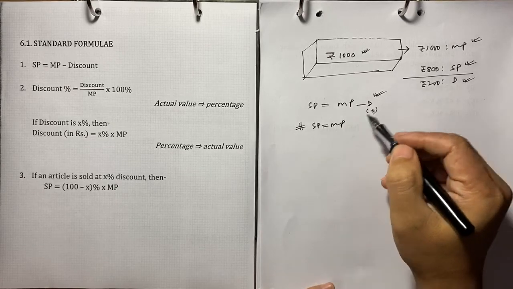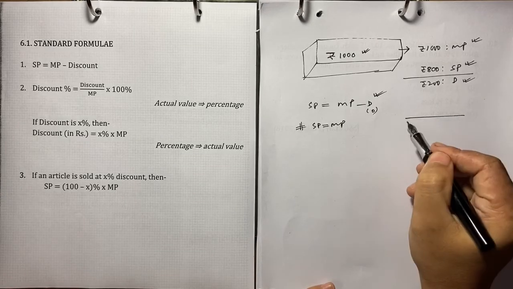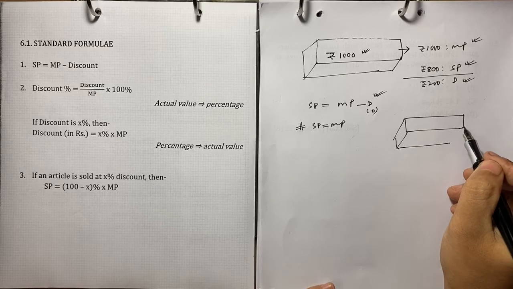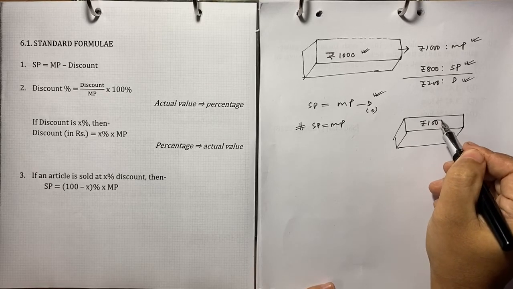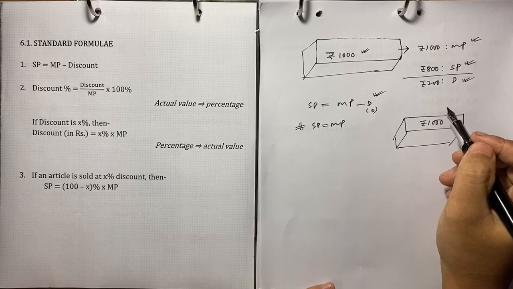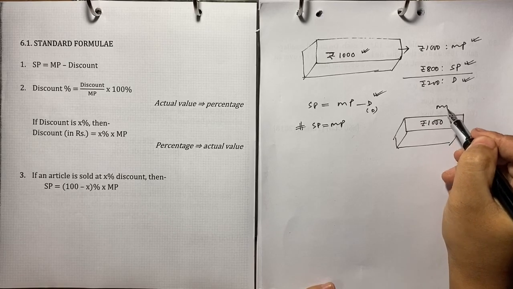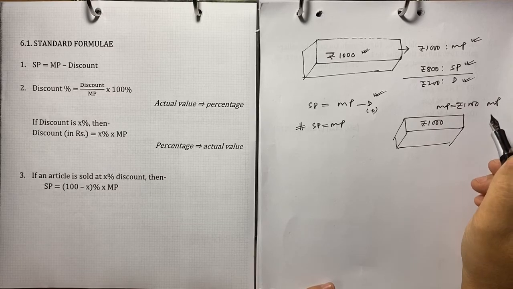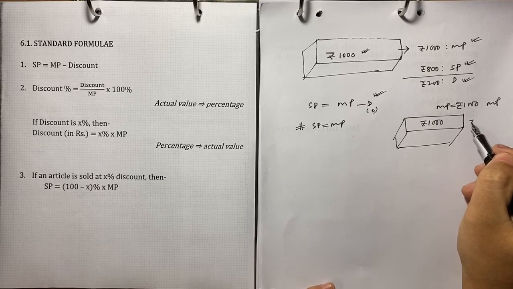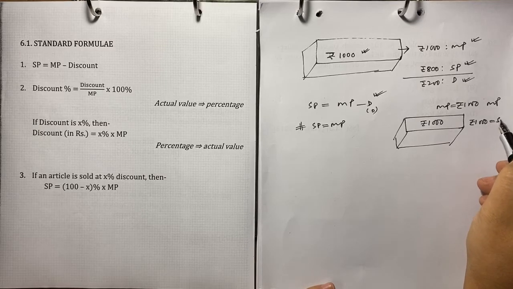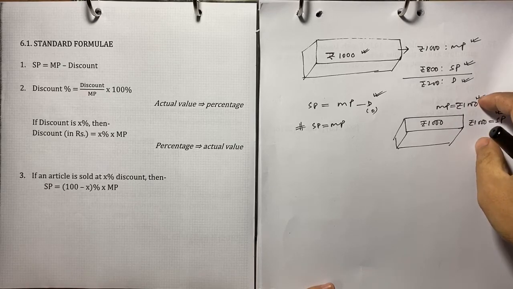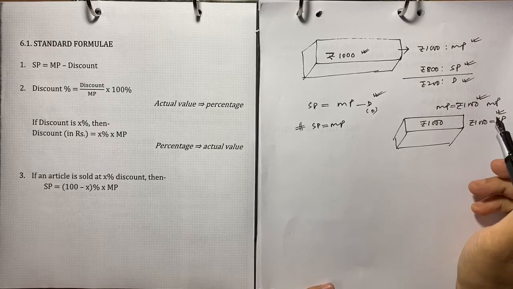In a situation where the shopkeeper gives no discount, the fixed value at which the item is sold is your mark price. So in this case, the mark price and selling price are the same when discount equals zero.